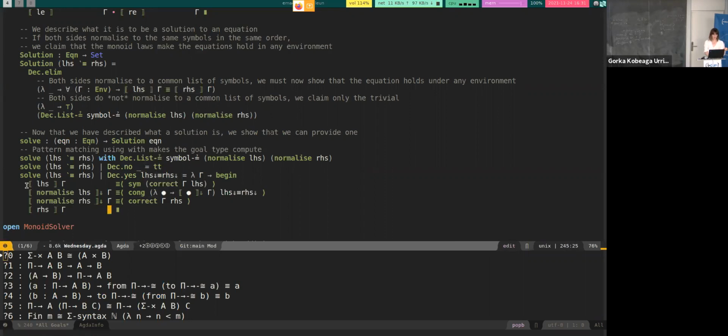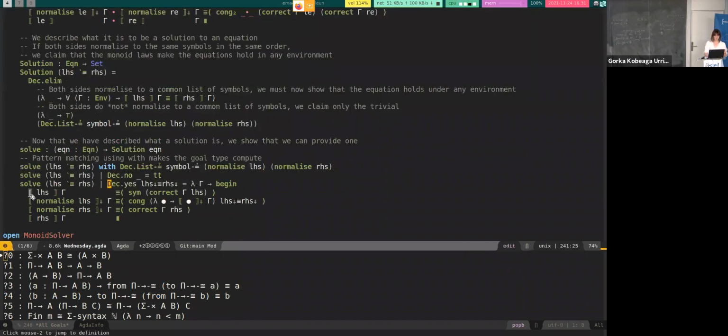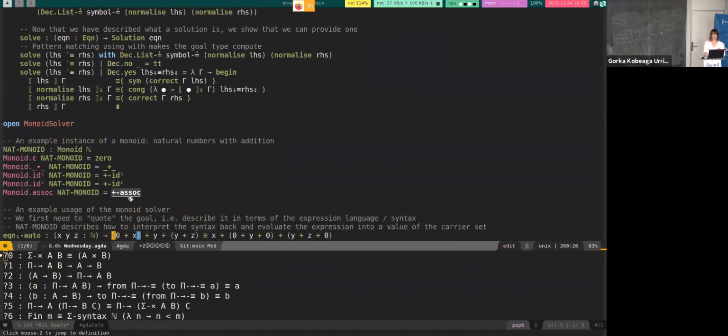And so this is where I use this equational reasoning style. On both sides, I need to prove that the left-hand side evaluated under gamma, for any gamma, is the same as the right-hand side evaluated under gamma. To go from there to this, I use the correctness lemma that we just proved, which shows that evaluating an expression is the same as normalizing it and then evaluating it. Then I use the fact that we are given, as an argument, the proof that they are equal after evaluation, to go from normalizing the left-hand side to normalizing the right-hand side. And with that, I can use this as a way of automatically solving equations on monoids.